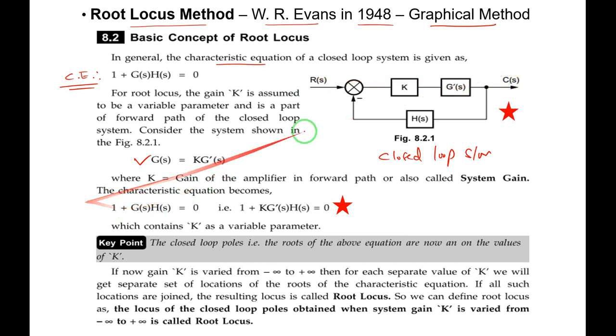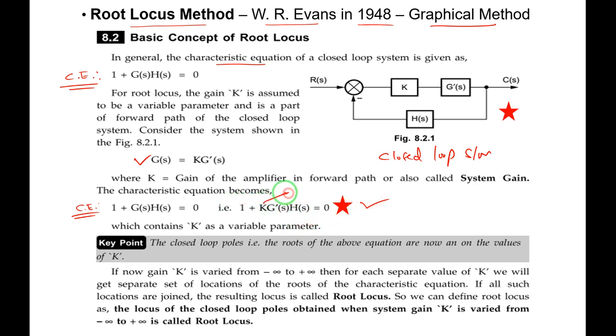We know this. So the characteristic equation of the system is, we know that it is 1 plus G(s) H(s) equal to 0. What is G(s)? It is K into G'(s). So 1 plus K into G'(s) into H(s) equal to 0, right? Okay, this is the characteristic equation.